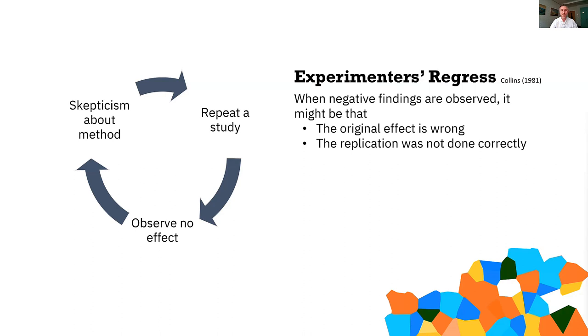And if you observe no effect, then there are two different things that you could do. You could conclude that the original effect is wrong, but you have weak evidence for that because you've observed nothing. So instead, it's more common for people to become skeptical about the method. So what they can only do is then repeat the study. And if they observe no effect, we're kind of back to the beginning. And this is a regression that doesn't have any solution. And this is what I'm saying is perhaps going on with psychological science, and maybe also what's going on in education science as well.